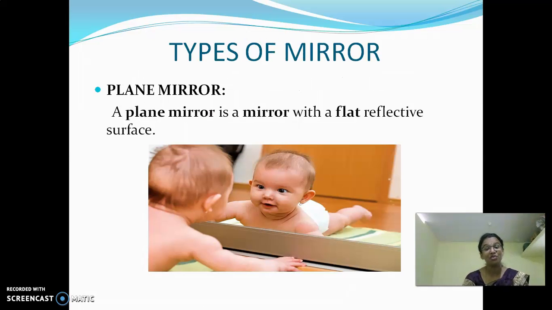Then types of mirror. We have different types of mirror. The first one is the plane mirror. What do you mean by plane mirror? A plane mirror is a mirror with a flat reflective surface. The mirror we use in our house to see our faces, right? That is a plane mirror. Its surface is flat. Look here, the child is seeing his face in a mirror. What is this mirror? Plane mirror.